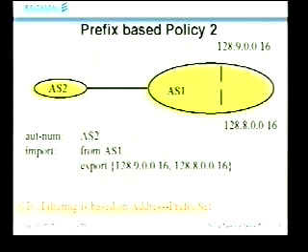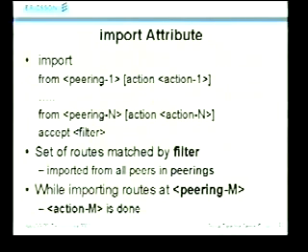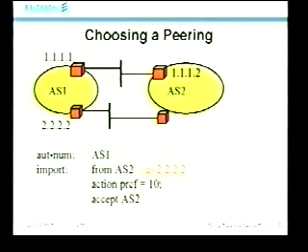And when importing routes at peering M, action M is done. I'll say a little bit about actions later. How do you choose a peering? Well, here's one with some kind of exchange point, an aut-num AS1 from AS2 at 2.2.2, action set pref equals 10, except AS2. Okay? Very simple policy here. So your peering, your filter, as it were, here, and this is your action.